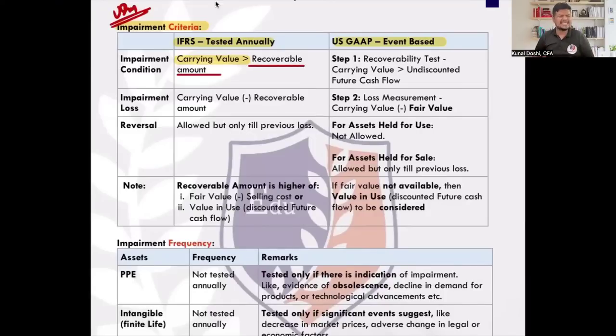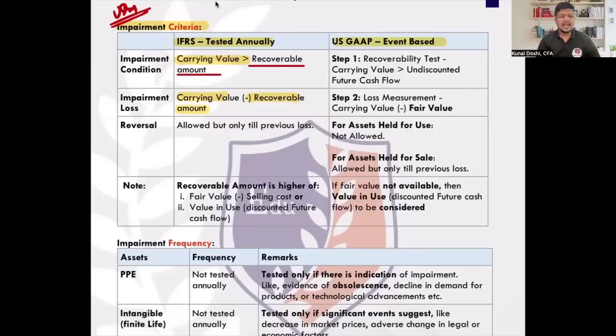Suppose you have a car, an easy example. Let's say in the recent floods, the car has been completely damaged such that its carrying value is also not achievable. Imagine the car's carrying value is 100,000, but you are hardly expecting only 60,000 to come back. So this 40,000 is recognized as an impairment loss, carrying value minus recoverable amount. But the question is, what is recoverable amount?